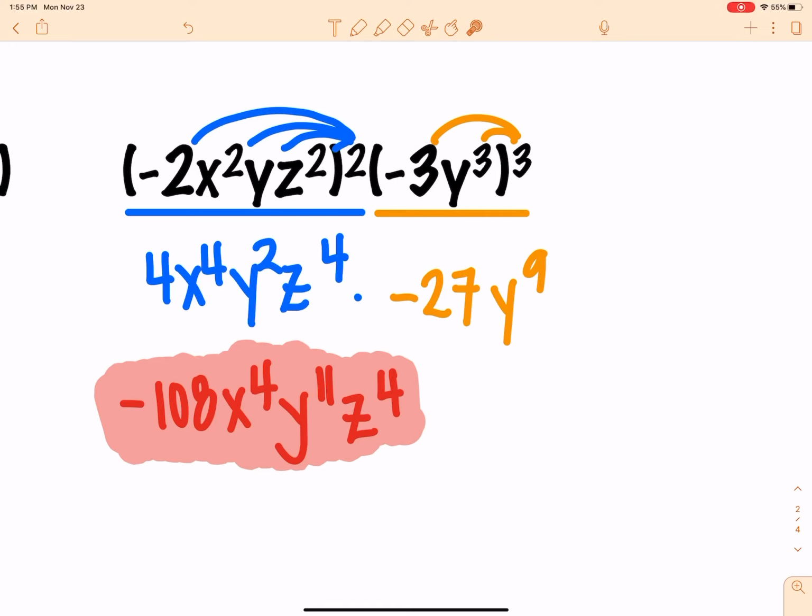So it was a -108 because you did 4 times -27, and then x to the 4th stayed because it didn't have any other friends. All you had to do at this step was do y squared and y to the 9th become y to the 11th, and then the z just dropped down as well.